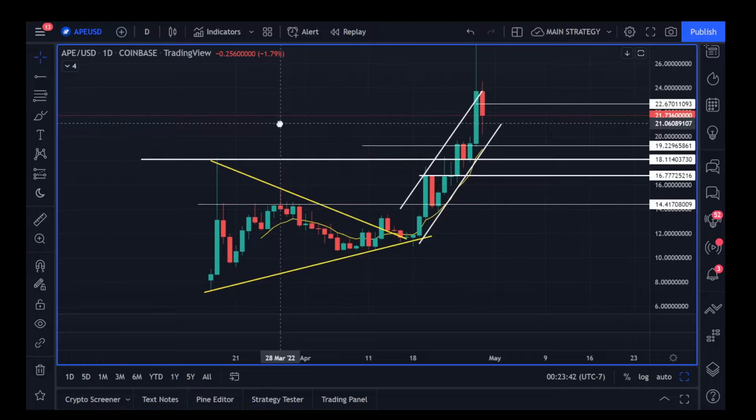We are taking a look at APE Coin here. You can see it on the daily chart. This has recently come onto Coinbase, released on the 17th of March. After a big push to 18, we've been consolidating in this range here, this equilateral triangle.